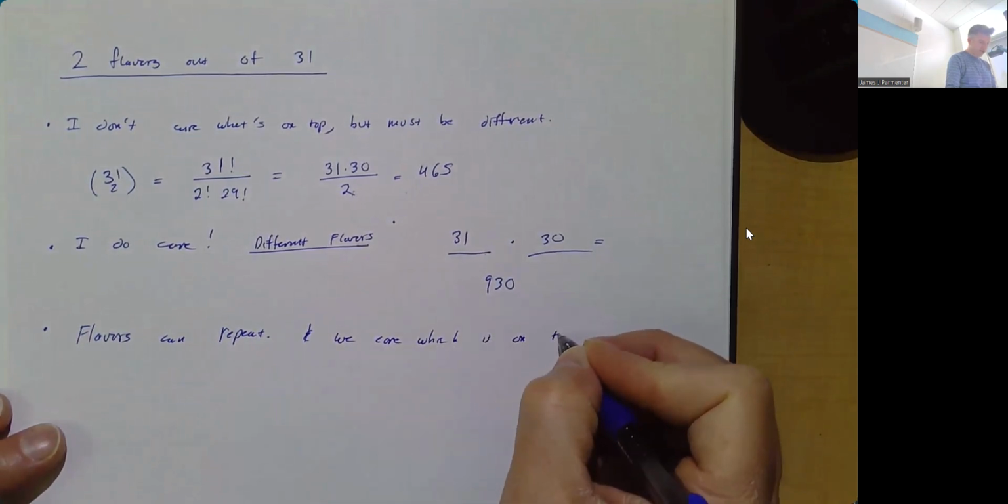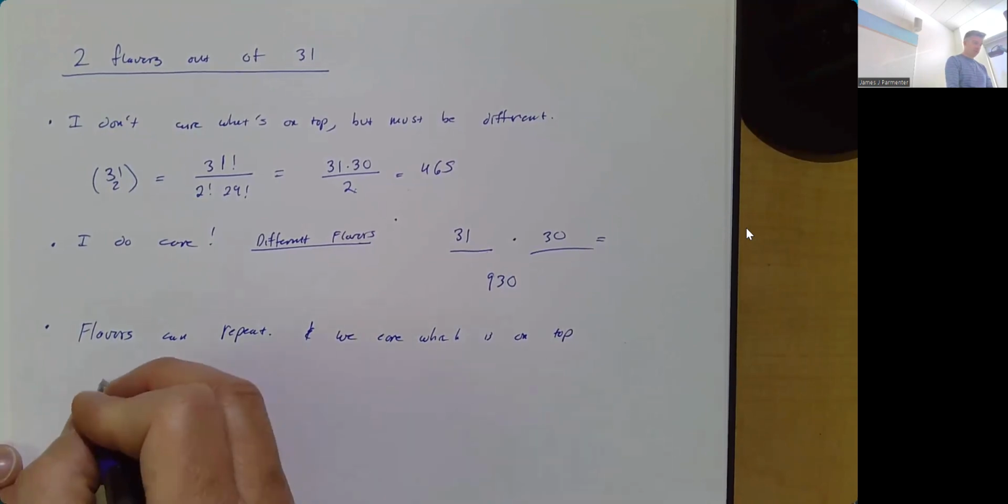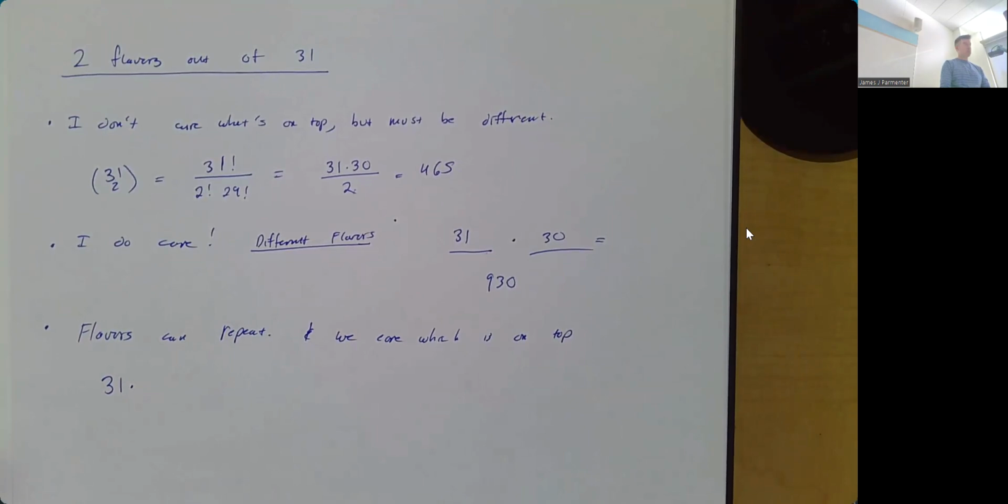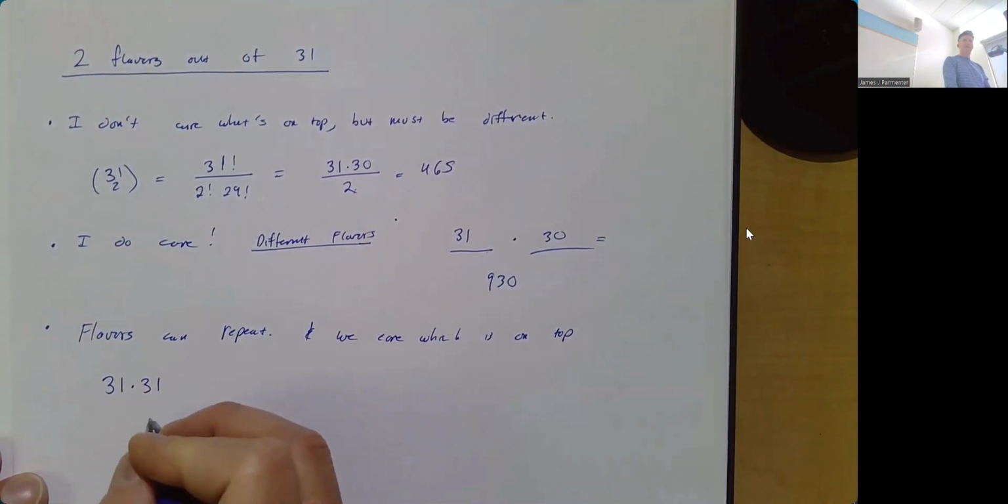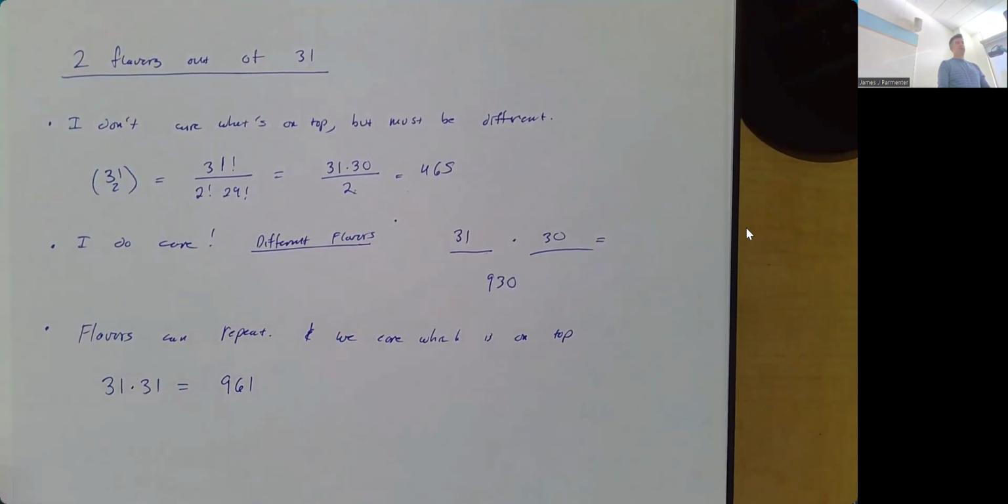How many choices do I have for my top scoop? Still 31. How many choices do I have for my bottom scoop? Still 31, because I can repeat the flavors. I get chocolate, or vanilla, vanilla, or two of whatever I want. So here there are 961 different ways to get it.